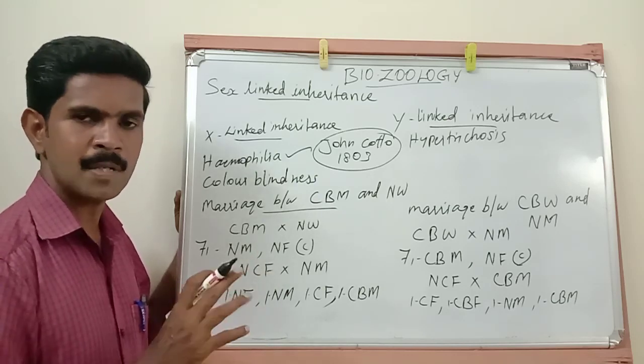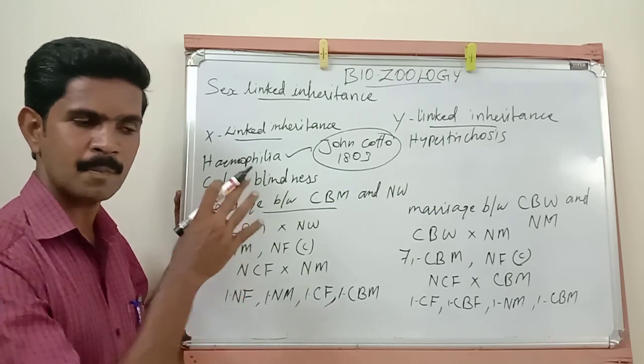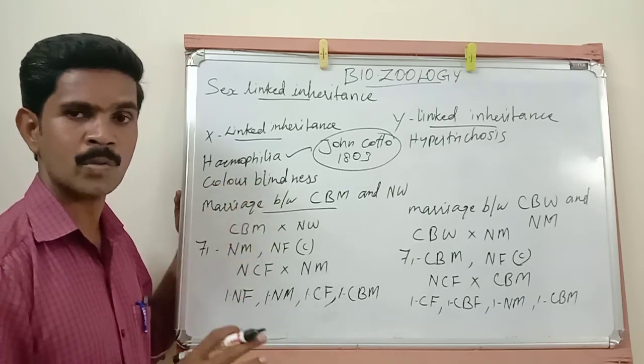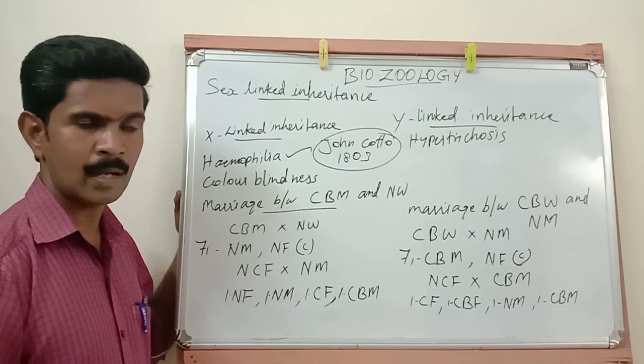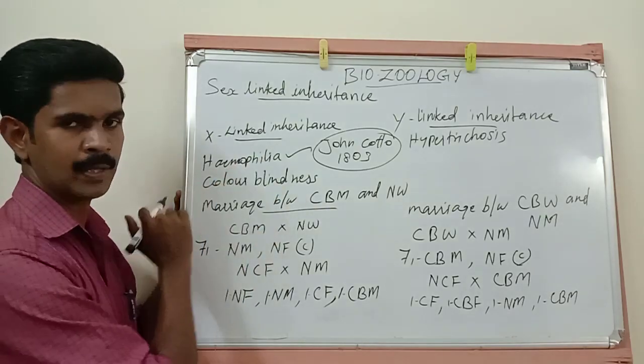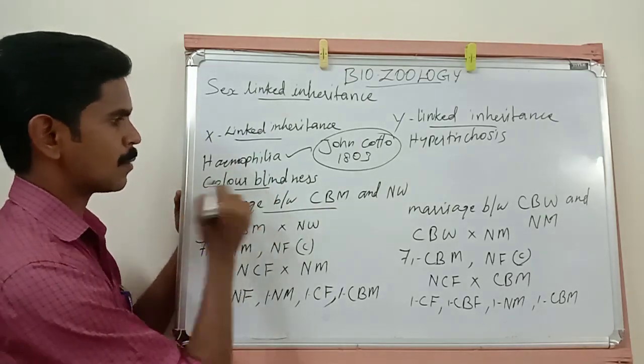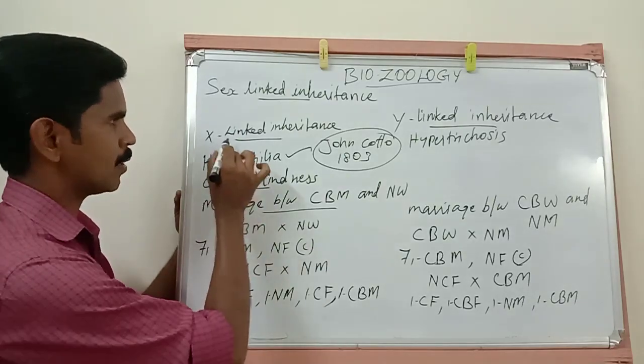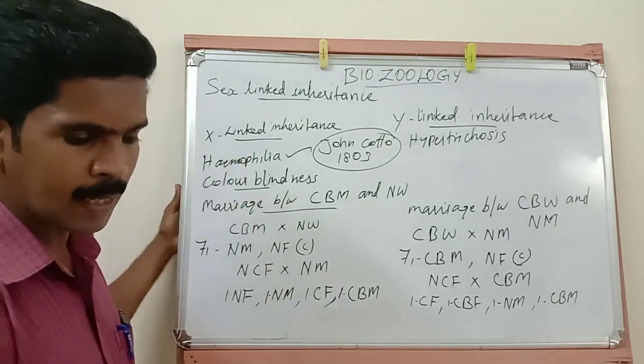So there is continuous bleeding, and finally it leads to death. Okay, and a maximum of 50% of this disorder is transferred from the mother to the son, not to the daughter. I hope you all understood about this hemophilia. Then the second one is color blindness. The second example for this X-linked inheritance is color blindness.